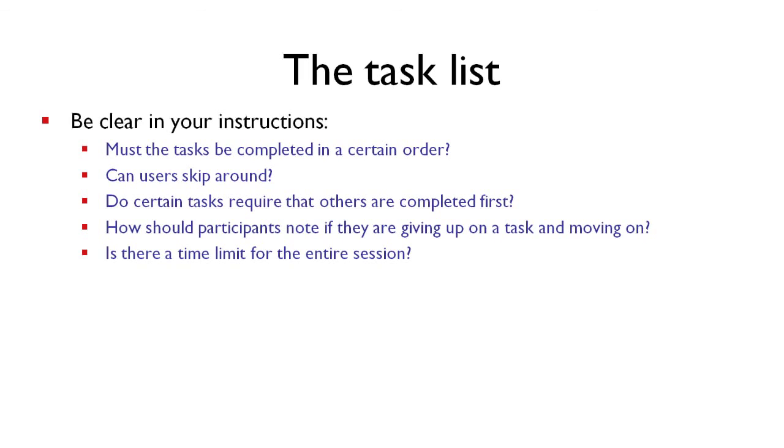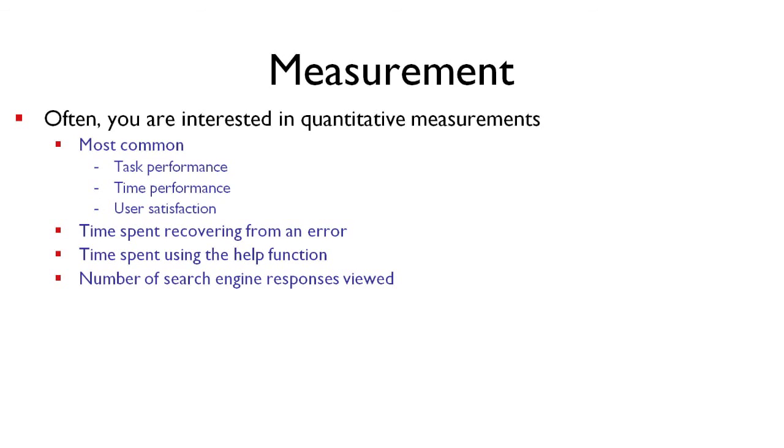So again, try to decide, and make it clear if the task has to be accomplished in a certain order. The user can skip if other tasks require certain tasks to be completed first. Is there a limit for the entire session, or how should participants note if they're giving up on a task or move on? So sometimes you want to enable people just to skip on and just to move on to another task.